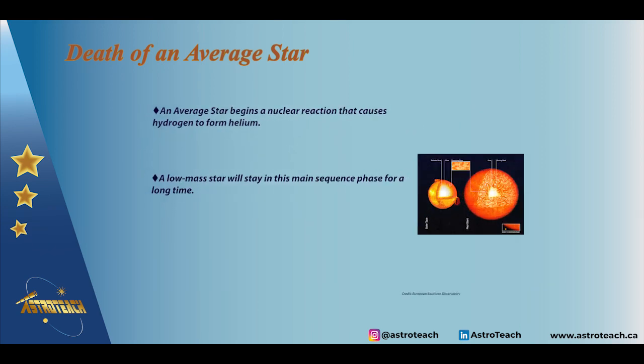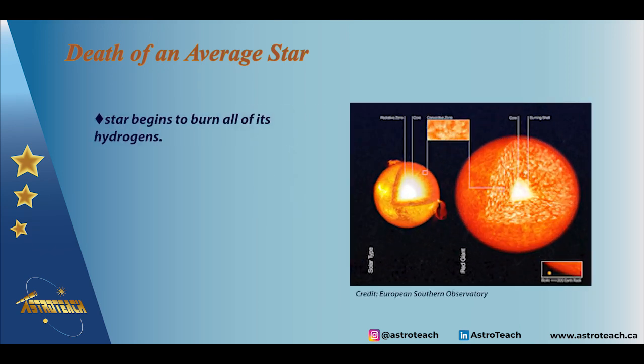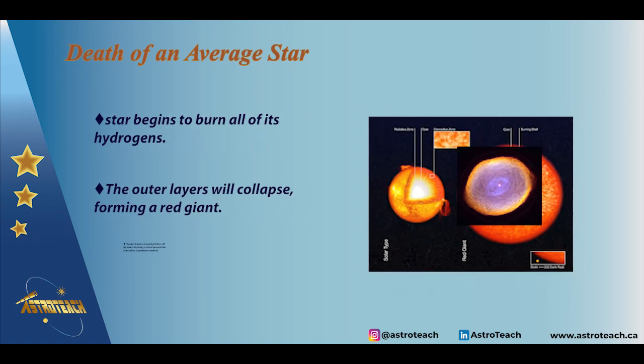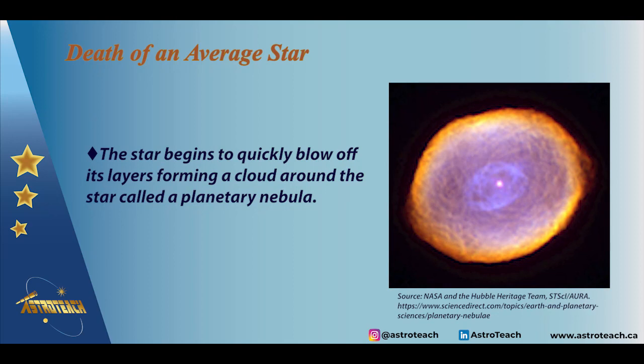Towards the end of its main sequence phase, a star begins to burn all of its hydrogen. The outer layers will collapse, become heated by the core and expand out, forming a red giant. The star begins to quickly blow off its layers, forming a cloud around the star called a planetary nebula, and the star in the center of the nebula is very hot but not very bright.